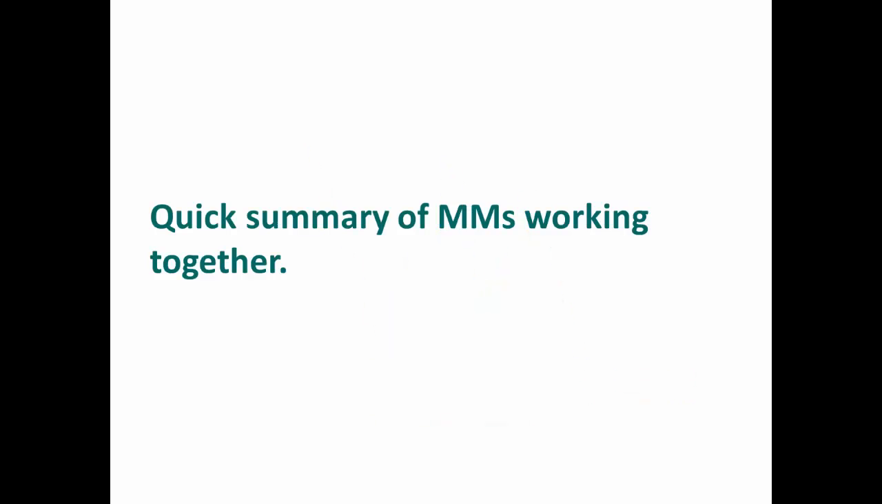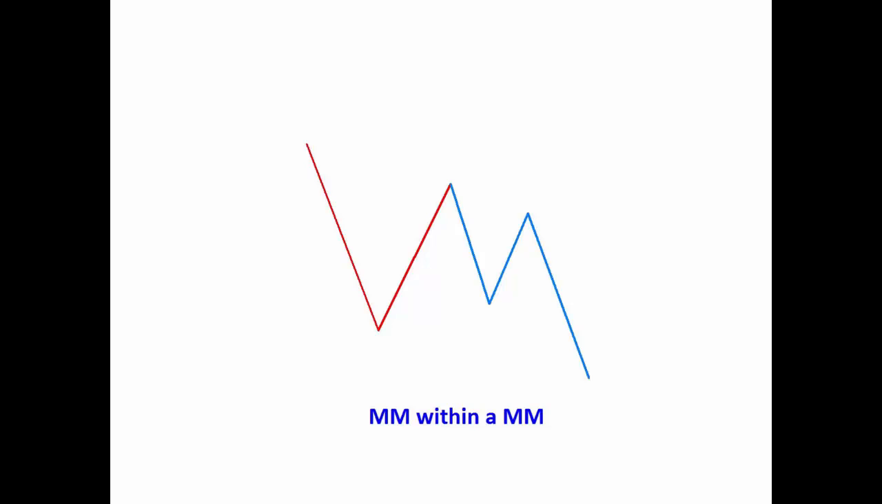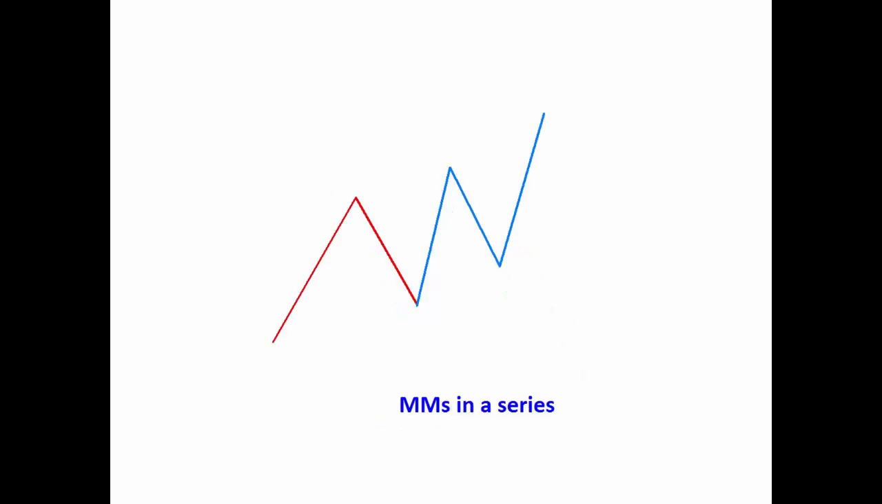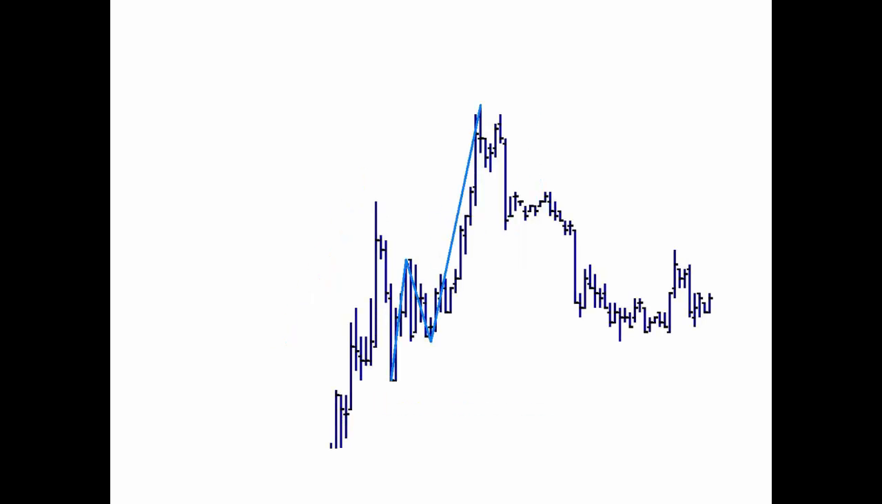Quick summary of measure moves working together. Here you see 2 measure moves in a series. Now the blue measure move here is within the red measure move when you see this configuration. Here you see 2 measure moves in a bullish configuration, and these 2 are in a series. Here the blue measure move is within the red measure move. Let's look at a chart example. This blue measure move is within this red measure move, making this a bearish butterfly short.